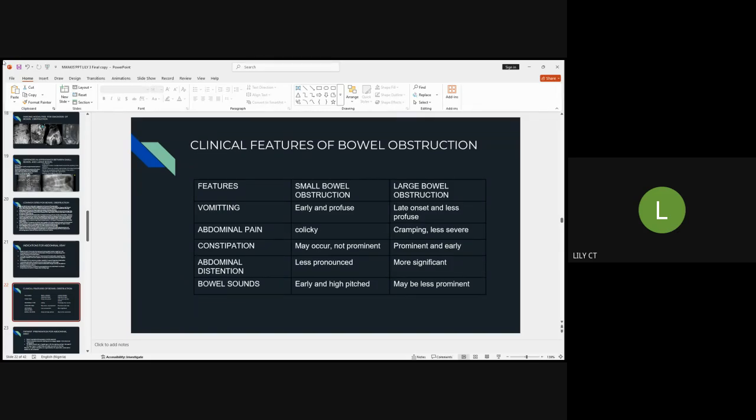Abdominal distension is less pronounced or less significant in small bowel obstruction, while it's more significant in large bowel obstruction. Bowel sounds for small bowel obstruction are early and high pitched, and for large bowel obstruction they may be less prominent.